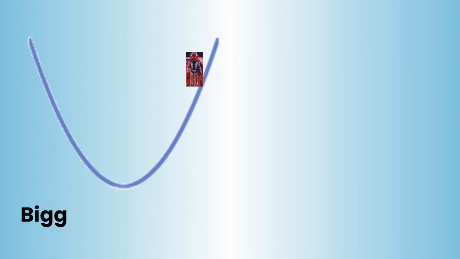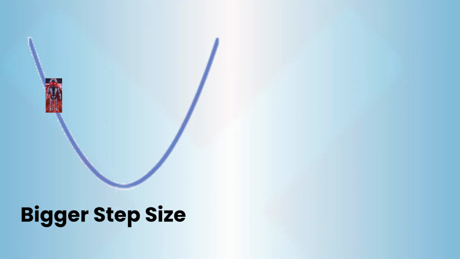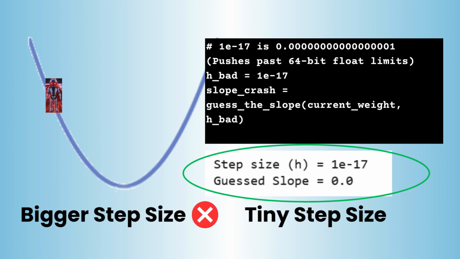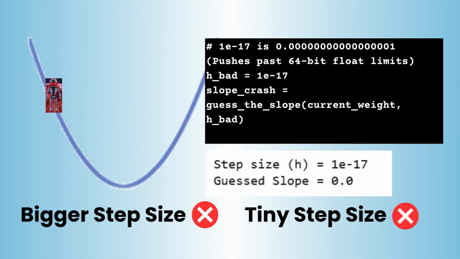But here is the thing. In deep learning, if your step size is too big, the AI might accidentally jump over the valley entirely. So, to be perfectly accurate, an engineer will make h microscopically small. And let's make h extremely tiny, like e to the power of negative 17. Watch what happens to our AI when we run this. The slope is 0. The machine thinks it is standing on perfectly flat ground. It stops walking. The training loop is completely dead.